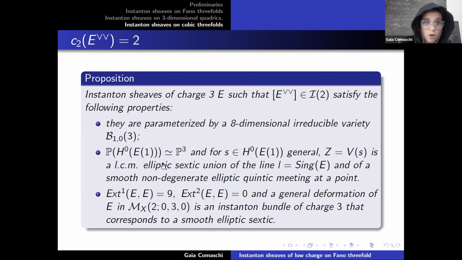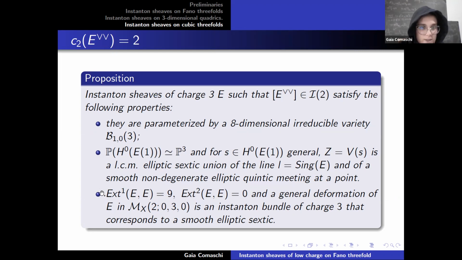For a sheaf E of such a kind, the twist always admits a global section. More precisely, the space of global sections has dimension 4, and a general global section of this twist will vanish along an elliptic sextic. That will be the union of a smooth non-degenerate elliptic quintic plus the line that is the singular locus of E, meeting the elliptic quintic at a point.